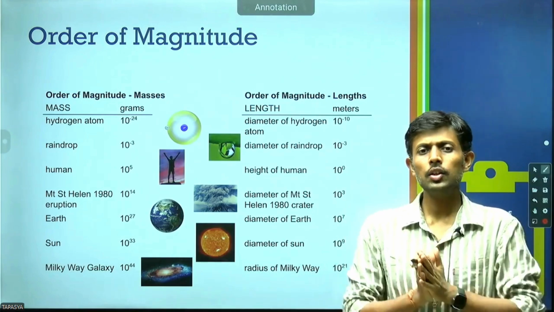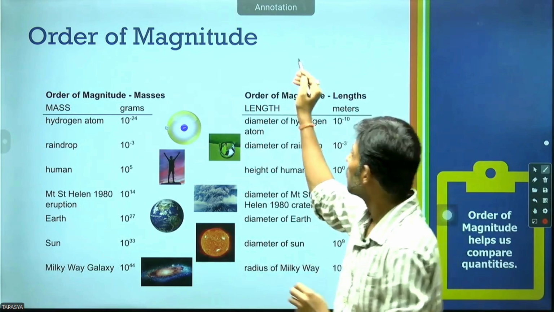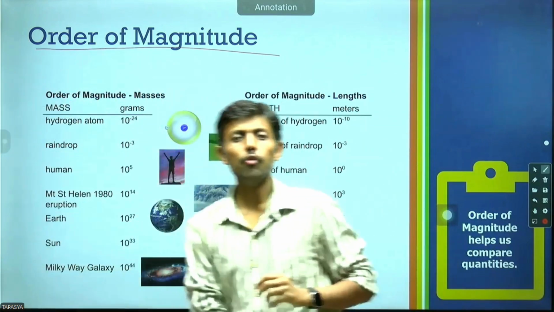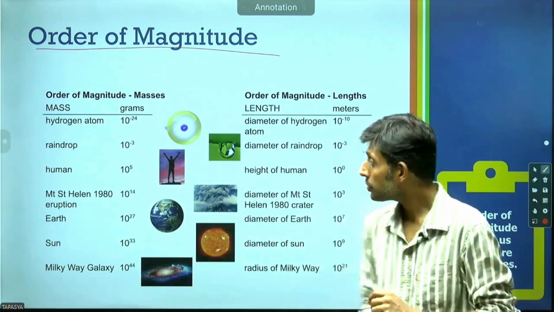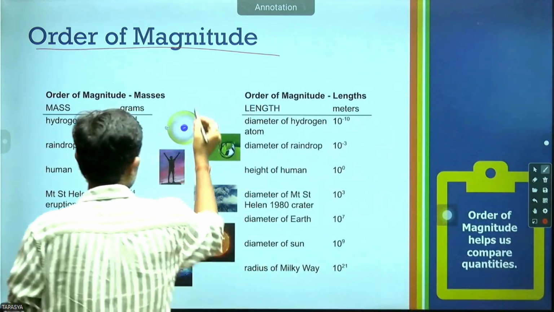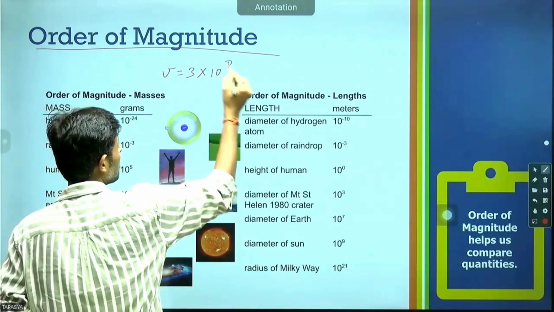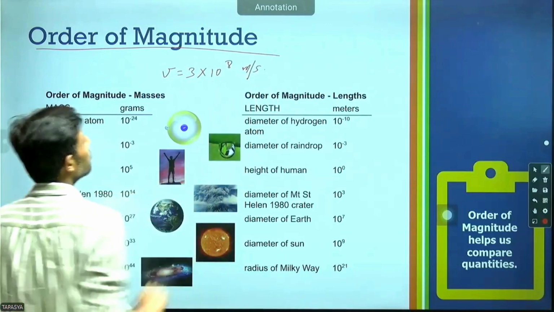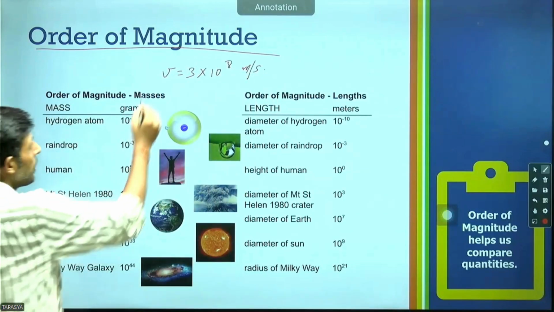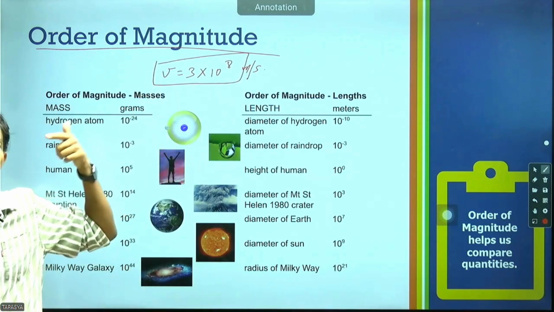Somewhat related to the concept of scientific notation is the concept of order of magnitude. If you remember, we represented the speed of light as 3 × 10^8 meters per second. This is the speed of light.